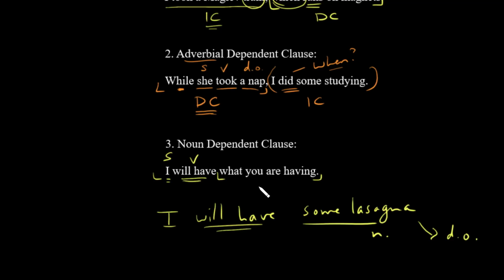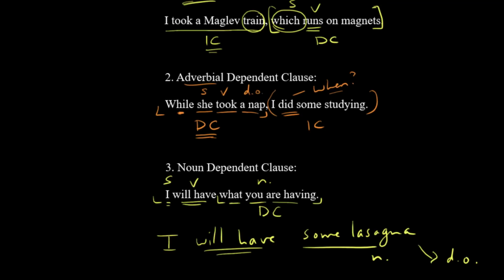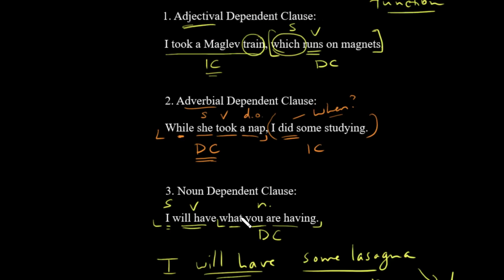So you can see now that this dependent clause here, which starts with a relative pronoun, which has a subject and a verb, all of this, what you are having, it's functioning like a noun, right? It's functioning like a direct object. I will have what? What you are having. That's very strange. So those are the three different types of dependent or subordinate clauses. They have three different kinds of functions. They can function like an adjective, an adverb, or a noun.